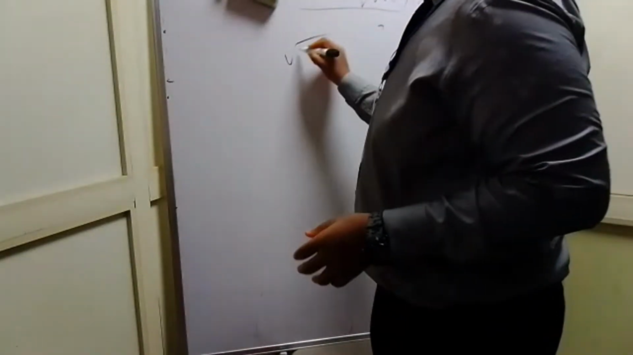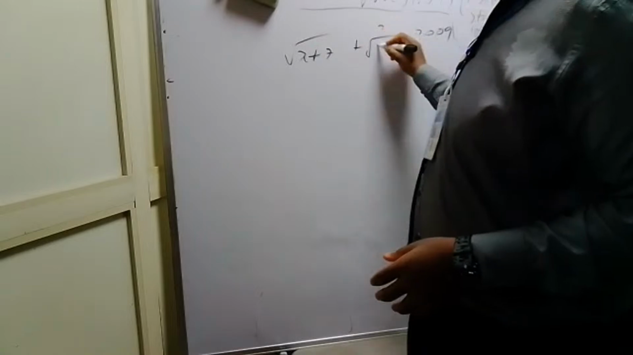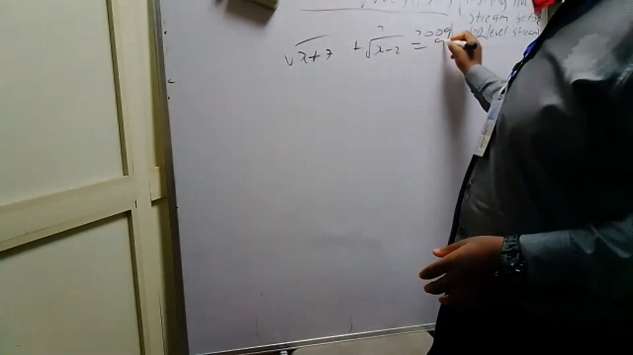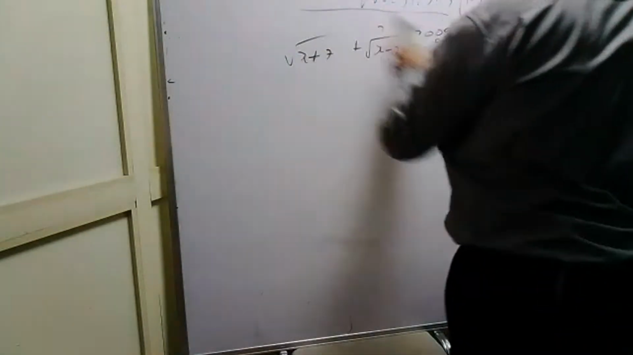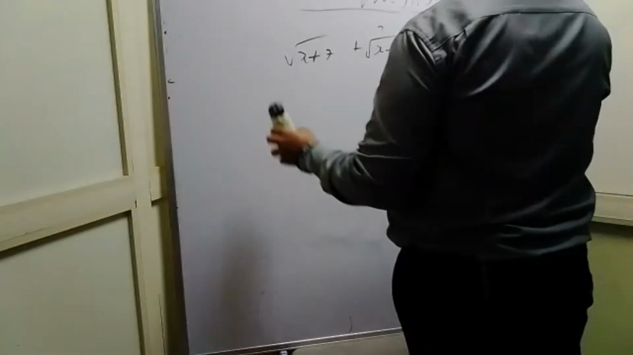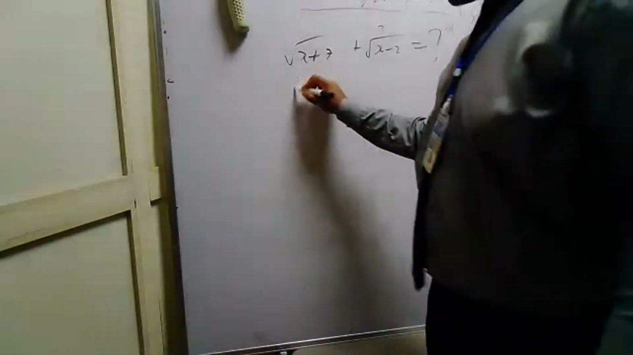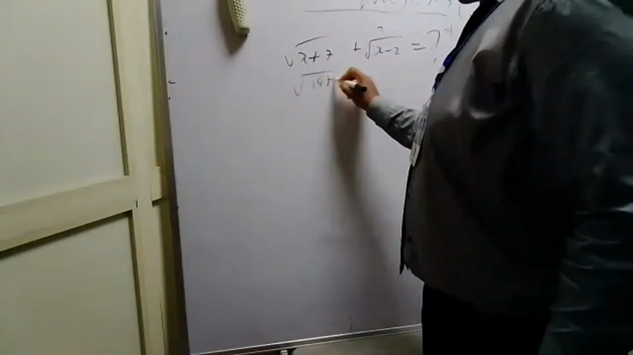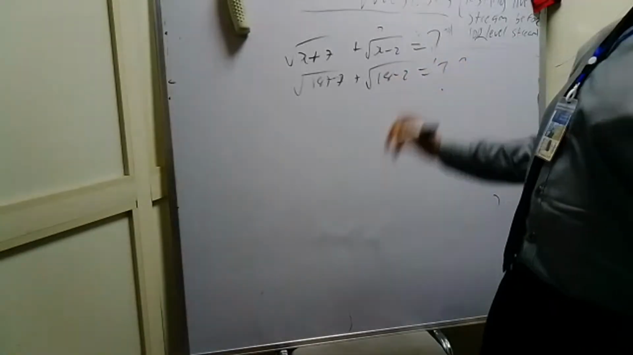So the initial question was square root of x plus 7 plus square root of x minus 2 is equal to 9. But since we are trying to confirm, let's create that 9 and find out what our value will be when x is equal to 18. Okay, let's clean now. When x equals 18, we have square root of 18 plus 7 plus square root of 18 minus 2 is equal to question mark.